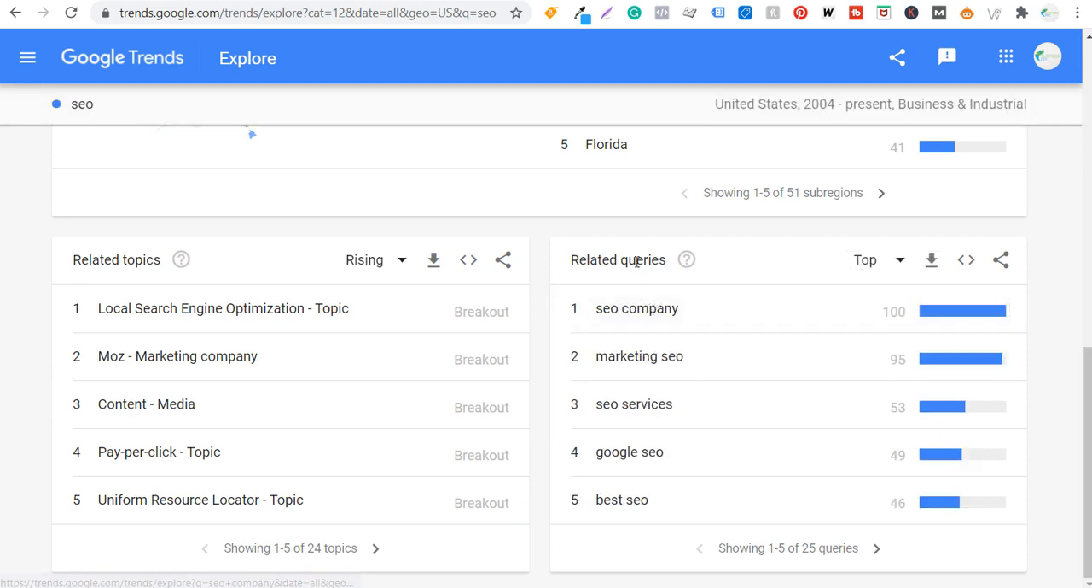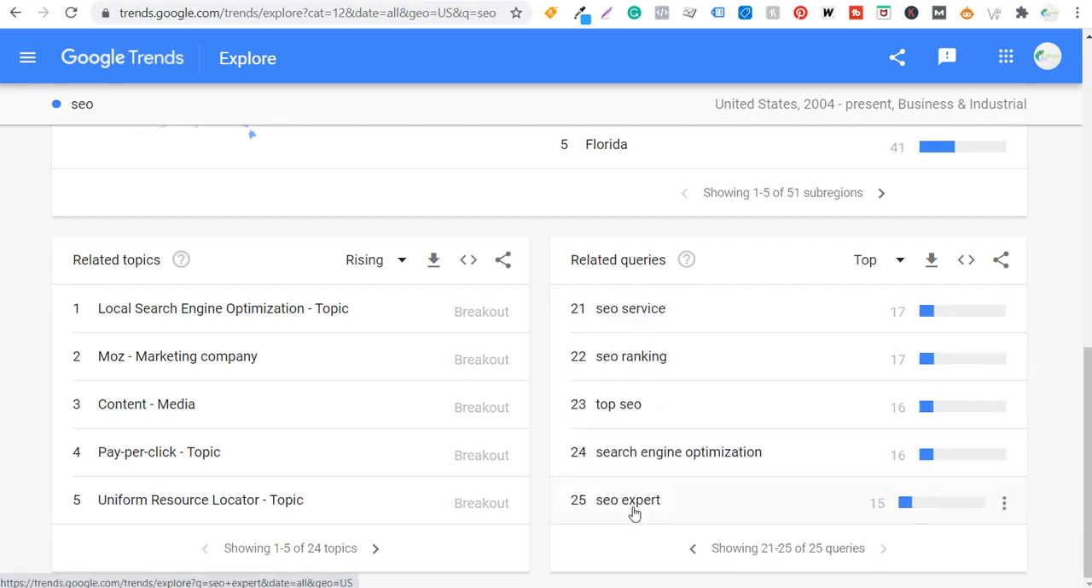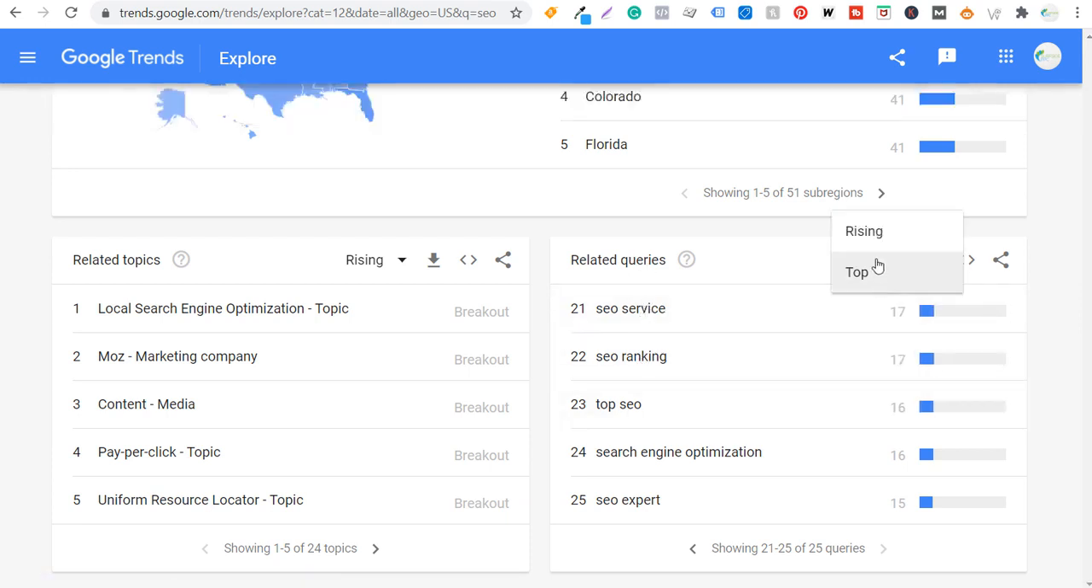Now, one thing with related queries here, if you go to rising and top, so you can see top is going to be the things that people search the most over time. So SEO company, marketing SEO, Google SEO, and if you keep coming all the way to the 25th query, SEO expert, search engine optimization. So you can find some of the different things that people are typing in, and these are going to be the most popular all time. And then rising is going to be what's currently showing an increase in volume.